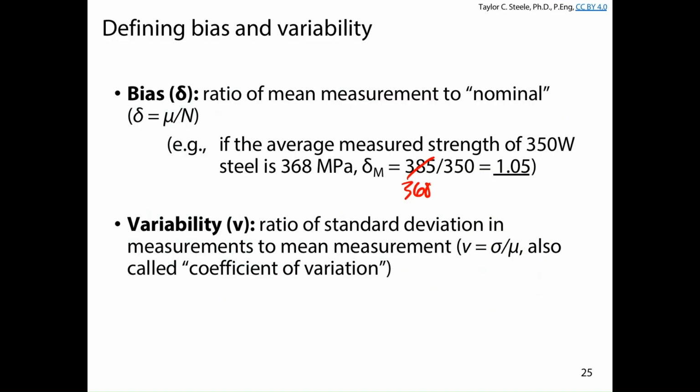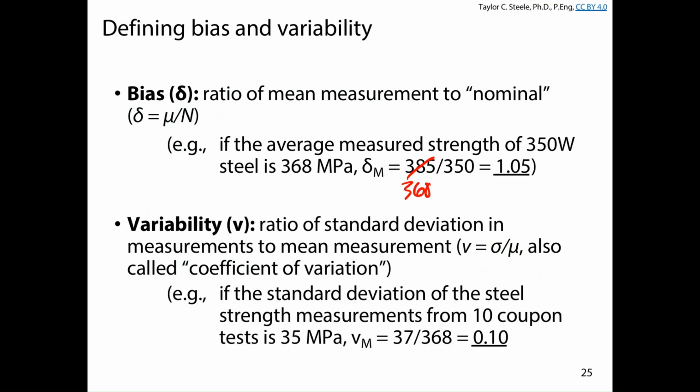Okay, so for example, if you did a bunch of coupon tests, the average was 368, the standard deviation was 37, and 37 divided by 368 is about 0.1. So it's a measure of the spread and the uncertainty in the data. For the most part, structural steel has a pretty tight standard deviation, which means the standard deviation is going to be small relative to the mean.